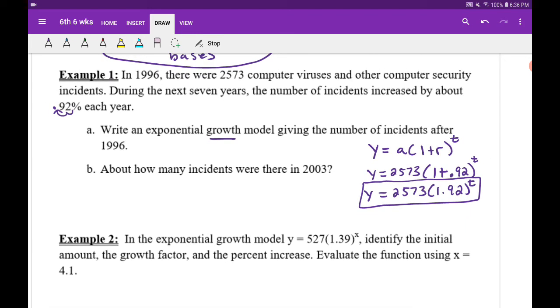All right, so that's for part A. We got the model, and we're going to use it to figure out how many incidents there were in 2003. This was based in 1996, and here we are some years later. As a matter of fact, 7 years later.